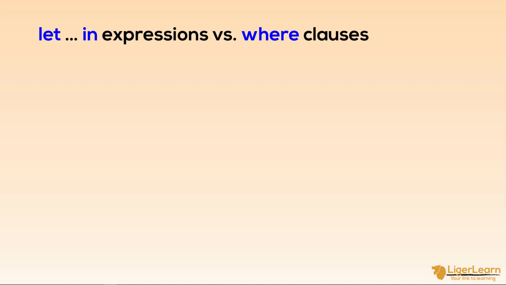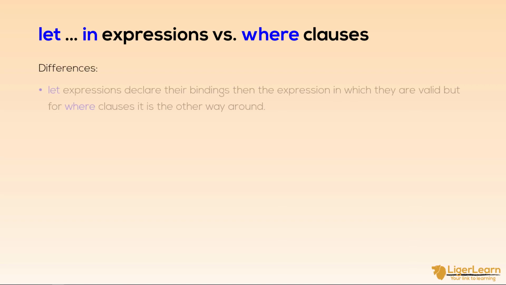Although they are different in syntax, they basically do the same thing, right? They both introduce a private scope where you can declare bindings of functions and variables and use them. The immediate difference, that should be apparent to you, is that whereas for a let expression we declare the bindings first and then the expression afterwards, for a where block it is the other way around.